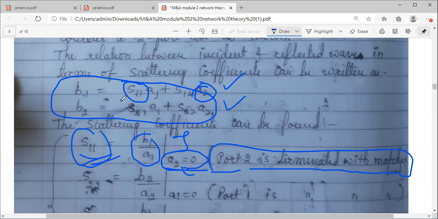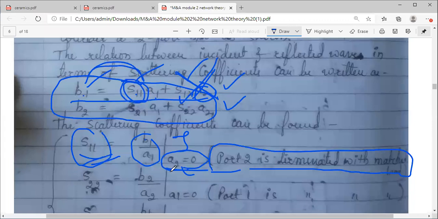If you look at this equation, we have got 3 terms. Out of these 3 terms, if I make the second term 0, then only these two remain. That time I can find S11. So the condition is A2 is equal to 0. The second term will vanish.